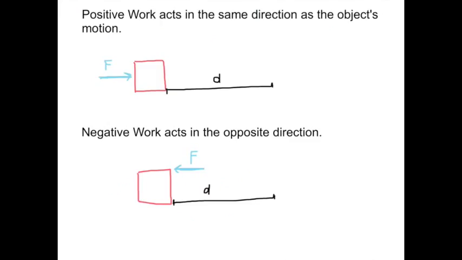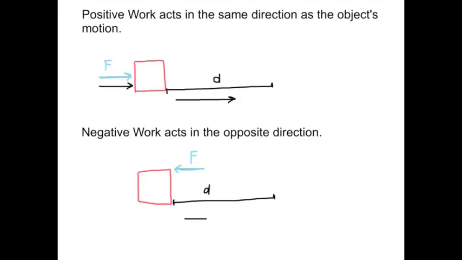Work also has a direction. It can be either positive or negative. Positive work is work that acts in the same direction as the object's displacement. For example, here we have this displacement that's going over here, and the force is going in the same direction. Therefore, the work is positive, and it's causing the object to accelerate. On the other hand, negative work is work that acts in the opposite direction of displacement.